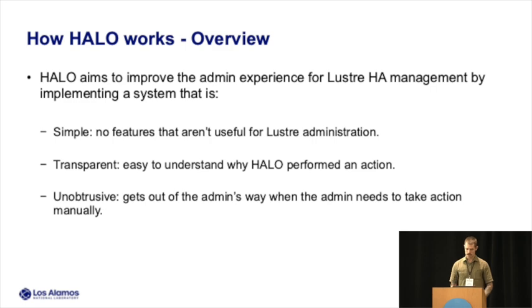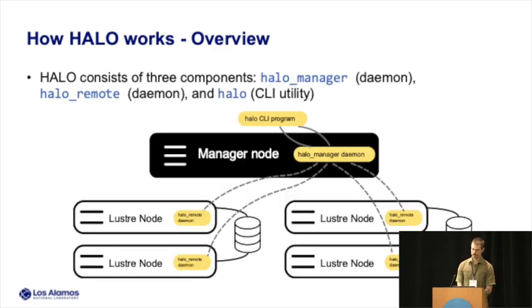So what is Halo? How does it actually work? Halo is organized into three main components. There's a management service, which is a daemon that runs on your single management node. There's a remote service that runs on all of the file system servers. And the management service communicates with those remote services. It learns the status of the cluster, does power management, things like that. And then finally, there is a CLI utility that the admin uses to interact with the management service.